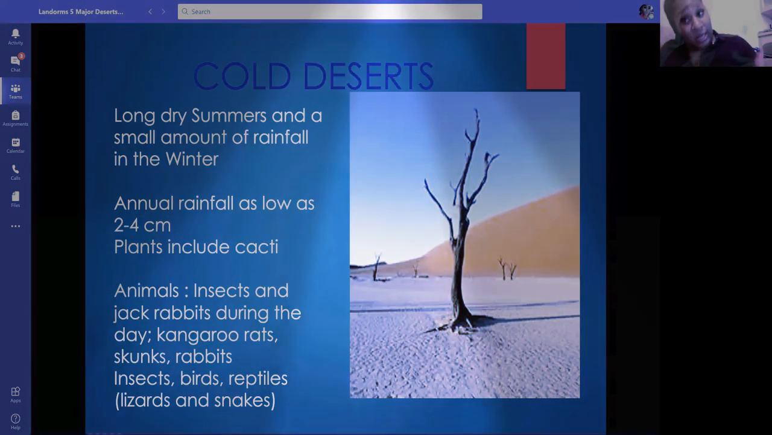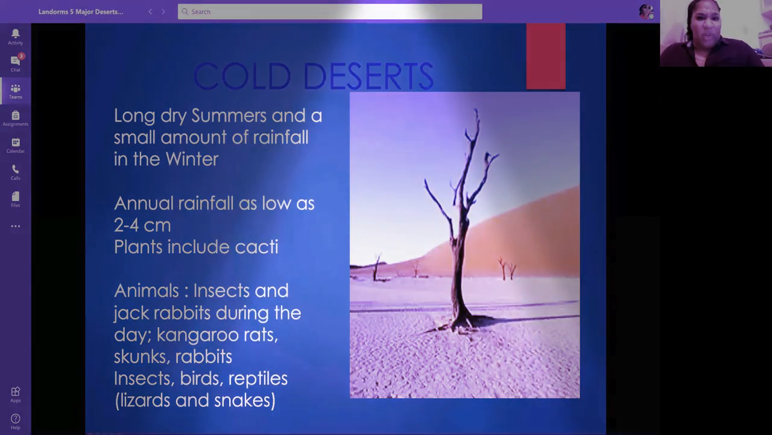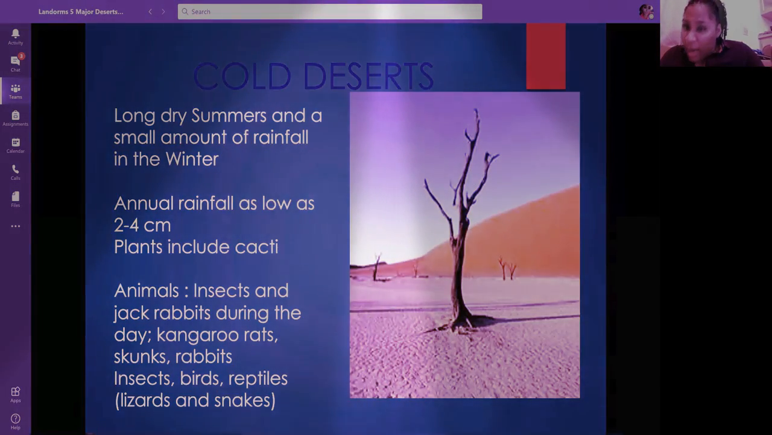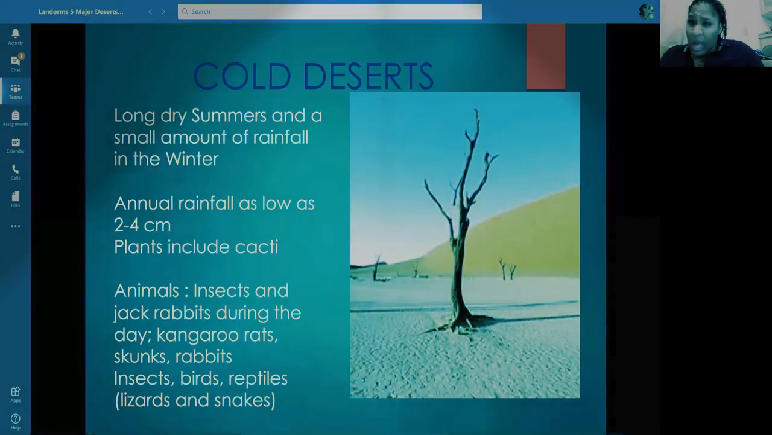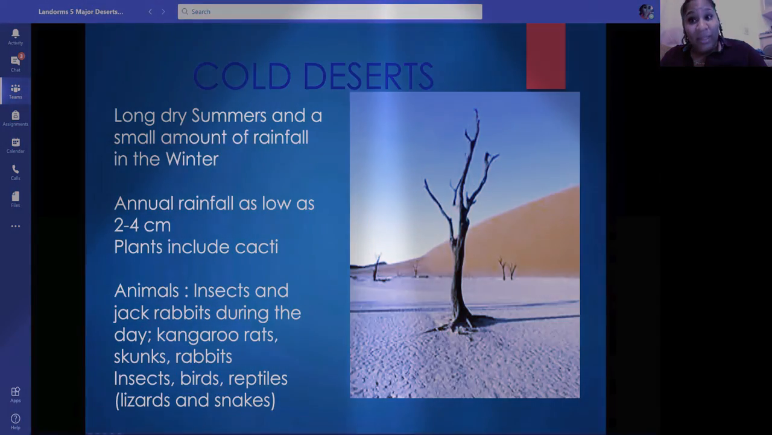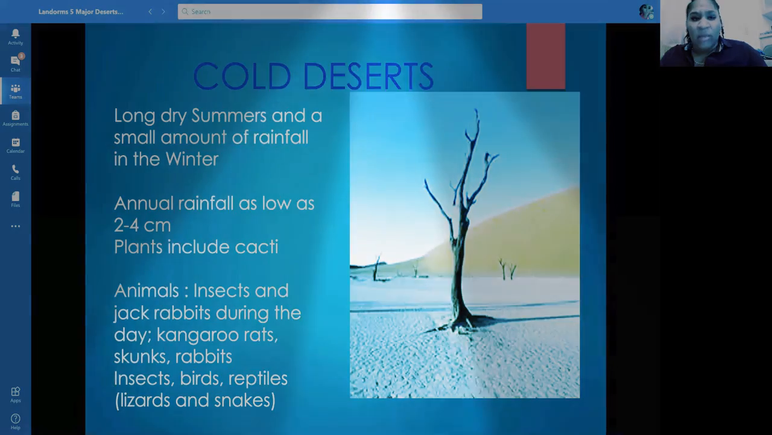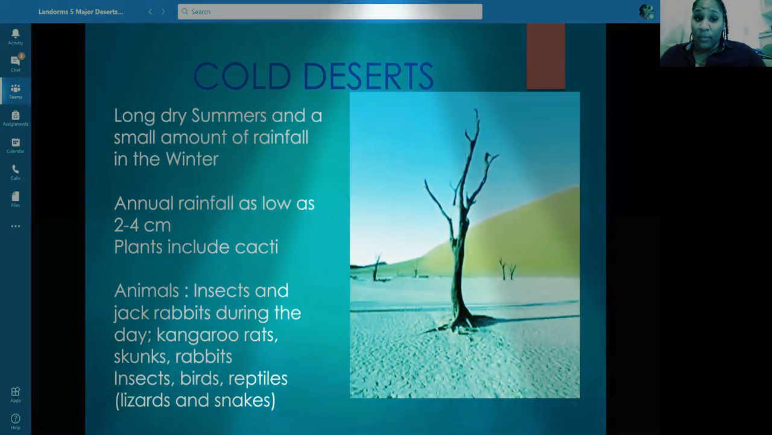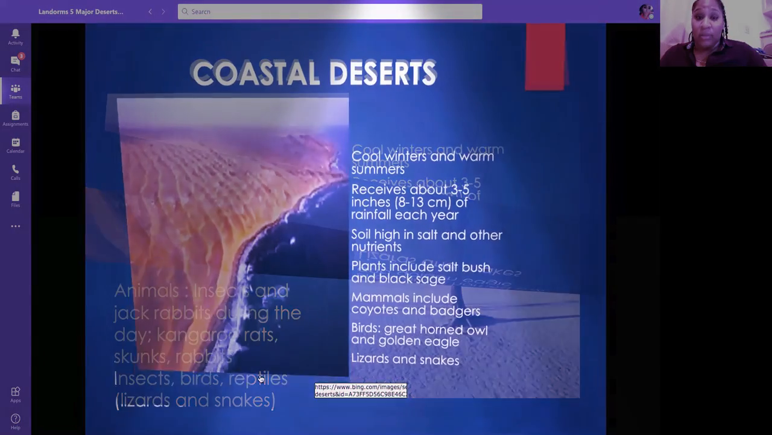I know if you guys are like me, when I heard of a cold desert, I thought, oh my goodness, that means it's freezing cold, it's snowing. So how could the cold be a desert? Aren't deserts supposed to be hot? But after doing research, we found out that no, we actually do have some cold deserts.